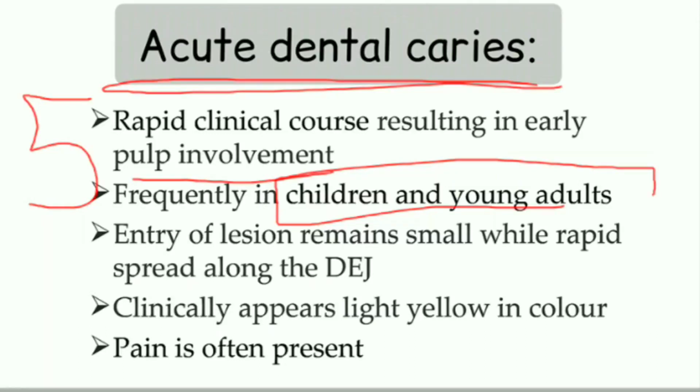The pain involvement will be there, the pulp involvement will be there, and on the radiograph we will see that caries has progressed deep into the pulp as well. So that's why we call it acute caries. They involve the pulp very fast, they progress very fast, and are usually seen in children and young adults. Entry of the lesion is small and it spreads along the DEJ. Clinically it appears light yellow in color. Pain is often present.